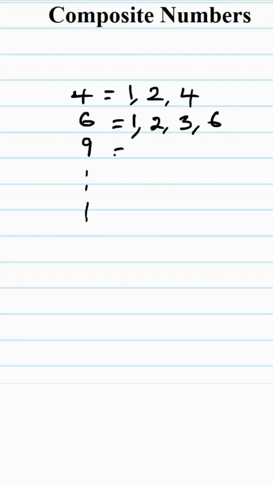For 9, we have 1, we have 3, we have 9. So this has more than 2 factors. So 9 is a composite number. So when a number has factors that are more than 2, it is called a composite number. And when we say factors, we are referring to a number that can divide this number without leaving a remainder.